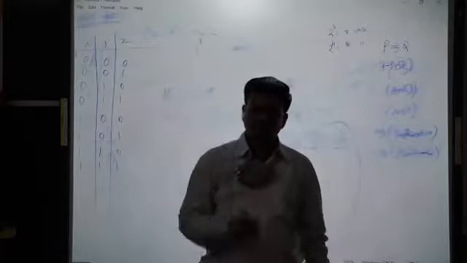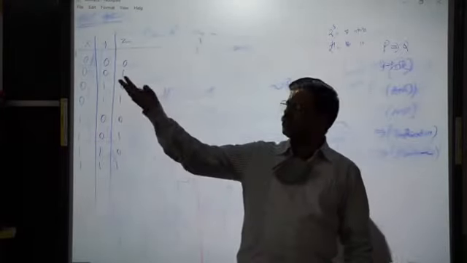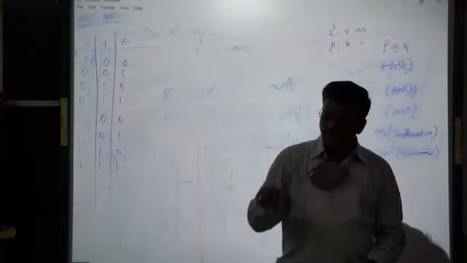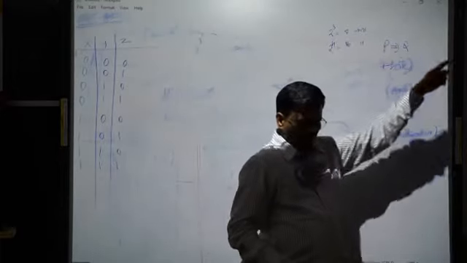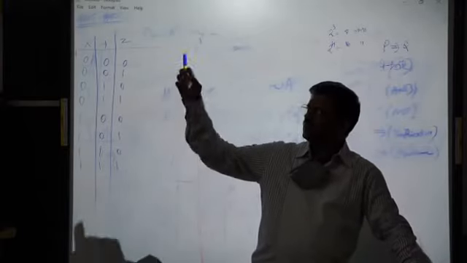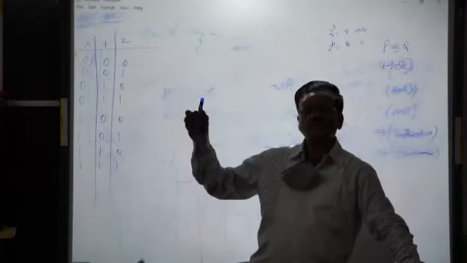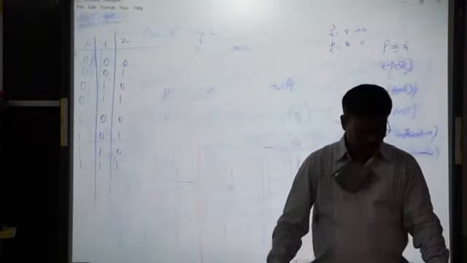P is equal to it's raining. Q is equal to the sky is not clear. What do you mean by P implication Q? It means if it is raining, then the sky is not clear. This is called converse.